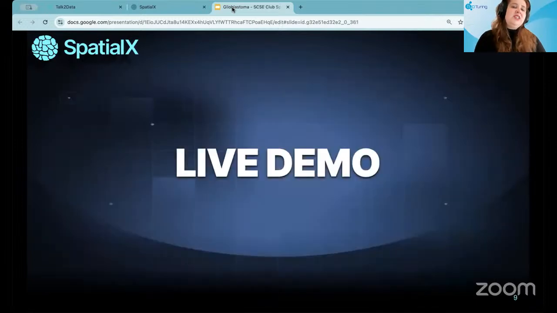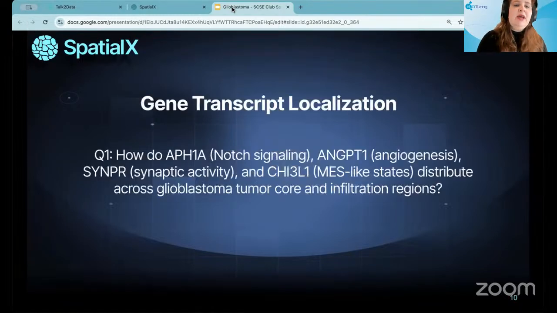Okay, so for this part of the live demo, I've already prepared some results because we're having some updates in the system. Some of the first questions we wanted to identify was how we can perform gene transcript localization across the entire image, especially when you're looking at multiple images in the system.